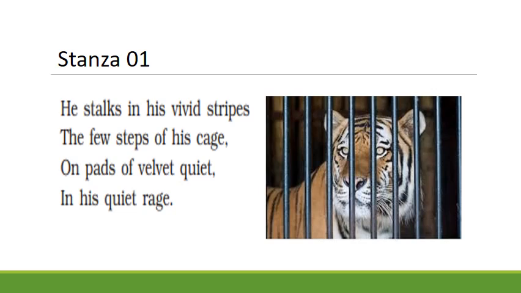He stuck in his vivid stripe, the few steps of his cage, on pads of velvet quiet, in his quiet rage. So, he stuck in his vivid stripe. Here he represents the tiger. Stuck means here walking slowly. In his vivid stripe, here vivid means very lively, and stripes means tigers have stripes on their body, that is black stripes on yellow ground.